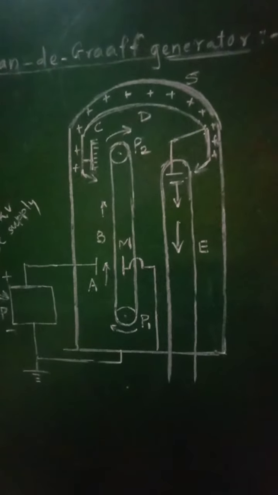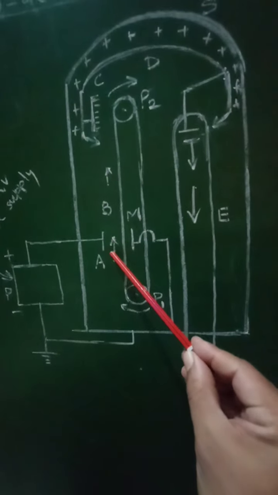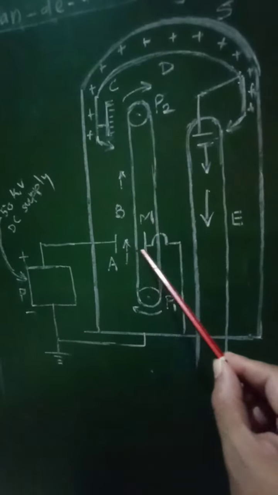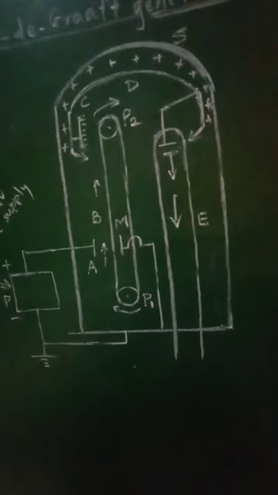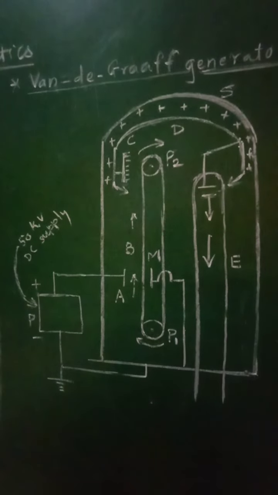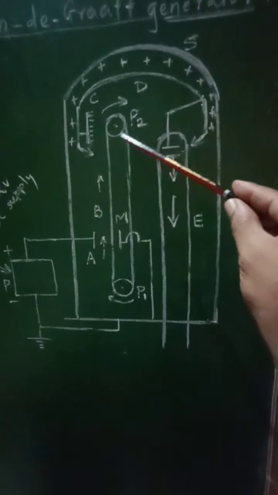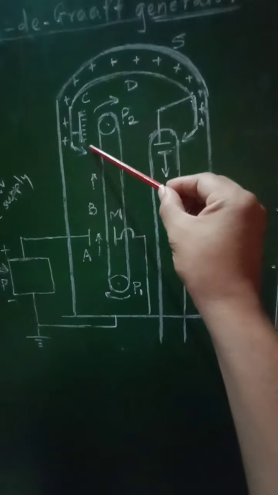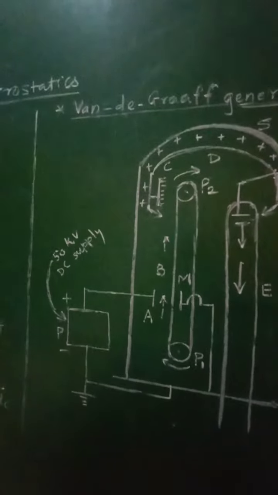Similarly, A is the spray brush, which will spray the electric charges on that running belt. Then C is the collector brush. The charges which are carried by this belt will be collected by this collector brush C.